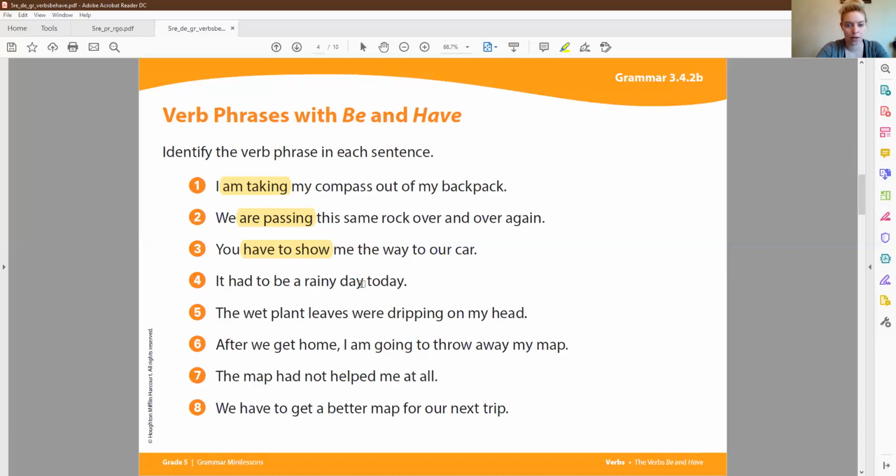All right, number 4, okay, it had to be a rainy day today. Well, this one is a little tricky. Again, you want to be looking for that verb. So what's the action, okay? So in this sentence, your verb is going to be, all right? So your verb phrase is going to be had to be.